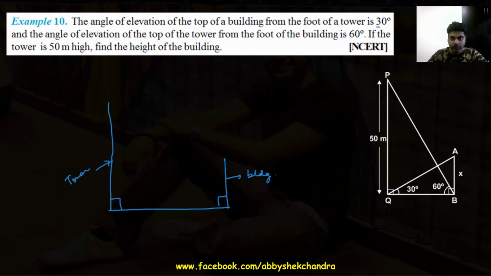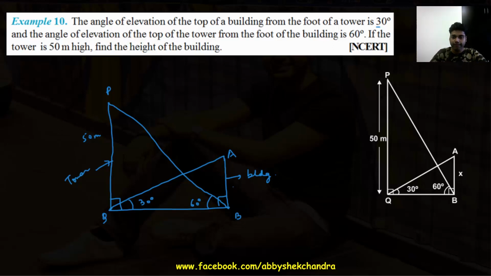Angle of elevation of the top of the building from the foot of the tower is 30 degrees, and the angle of elevation of the top of the tower from the foot of the building is 60 degrees. The tower's height is given to be 50 meters. Let's say this is PQ, and this is X meters. Let's say find the height of the building, so we need to find X.